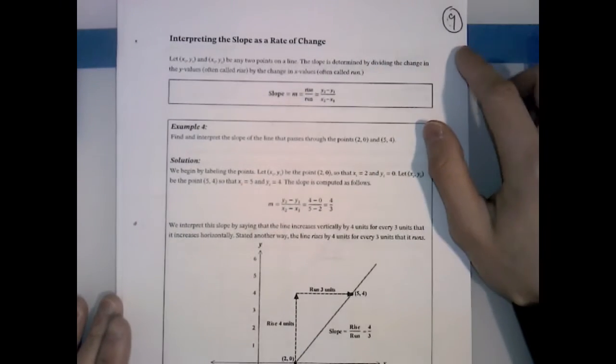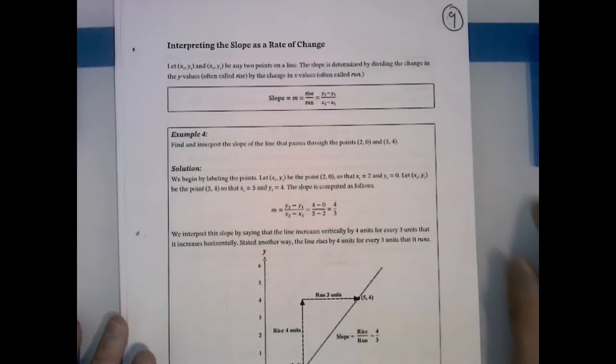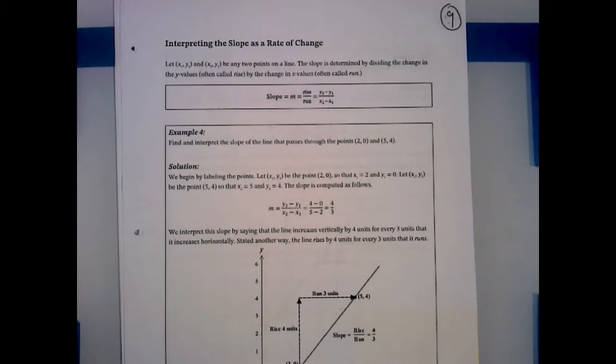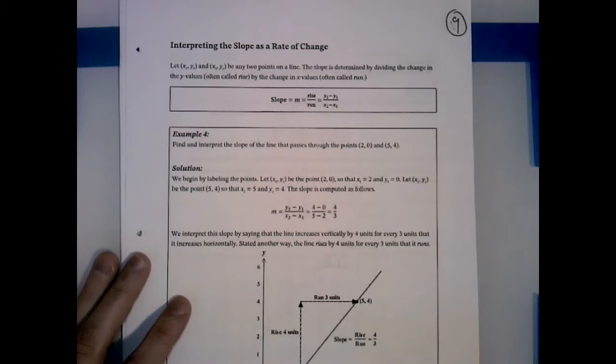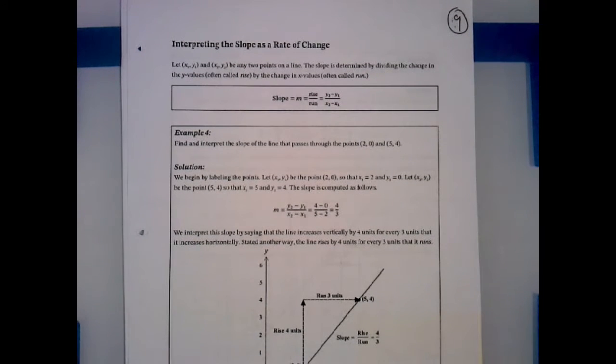Now on page 9, we are interpreting the slope as a rate of change. This is the point that I want to make for what we're doing in our class, especially in 4.2 with the least squares regression line, that the slope is a rate of change. It tells us how y is changing with respect to x.